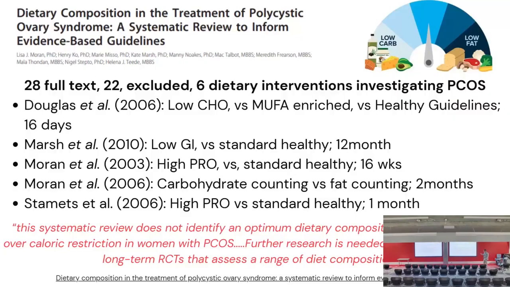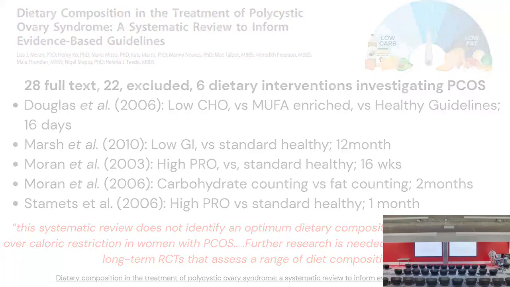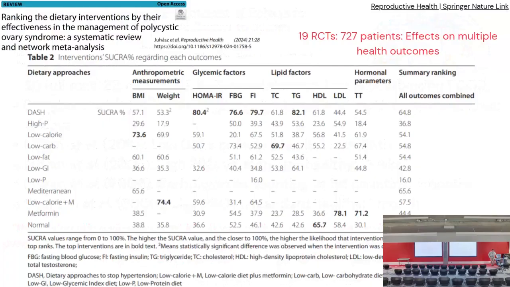High protein, etc. The authors conclude, and again, the area is rich for an update. We need more studies. That even off these 6 studies, there's not enough there to really consider that we could suggest an optimal dietary composition beyond just calorie restriction in women to manage PCOS. So none of these were any better than the other ones. And the study lengths as well, very short. Okay, that's all interesting.